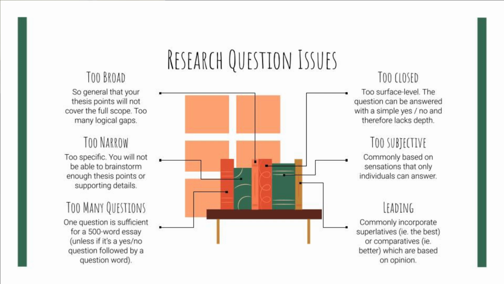Now, the opposite issue is too specific or too narrow. Sometimes if you're too specific, then you're not going to be able to brainstorm enough thesis points or supporting details. So you're going to make sure that the topic that you're pursuing and the research question itself are open enough that you could cover a decent amount of ground, okay? So when we're talking about covering ground, that might be something like a football field rather than an entire city, if that makes any sense, right? Or a lake instead of an ocean. It's all about proximity, right?